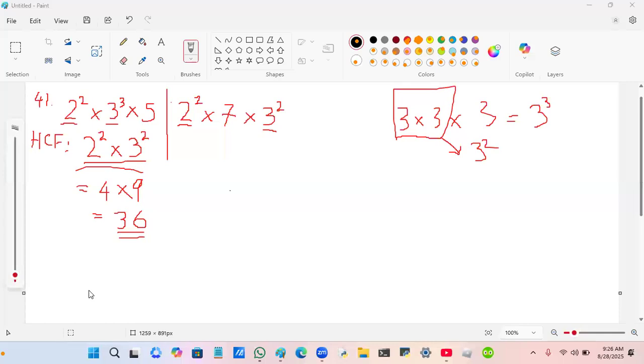So write it down in your book, please. And I said write down everything, including the one I wrote by the side, trying to explain how 3 raised to power 2 is part of 3 raised to power 3.